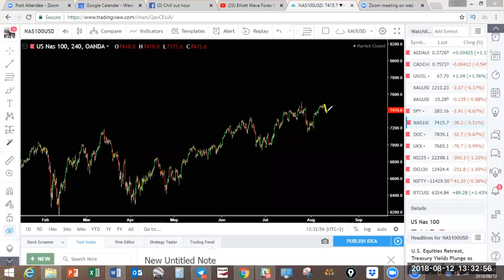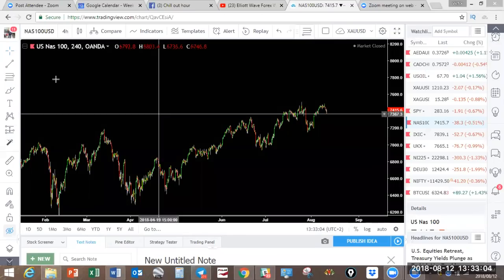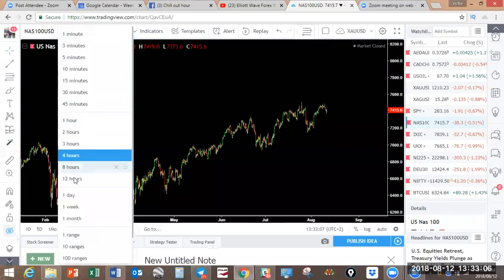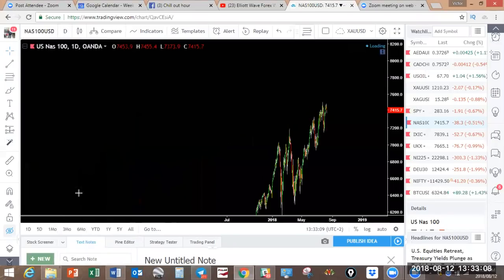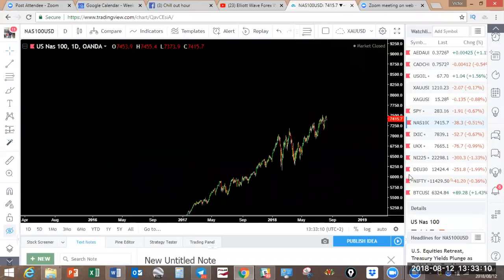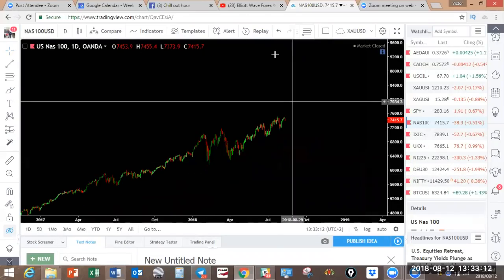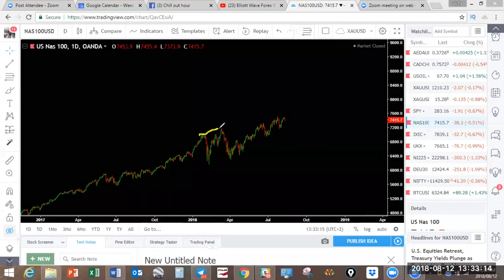So even though we've got this move here to the downside, this can just be a 3-wave move to the upside before you drop. Okay, so not very clear. Let's have a look on the daily. We had this running flat here, and it made a 1, 2, 3, 4, 5.